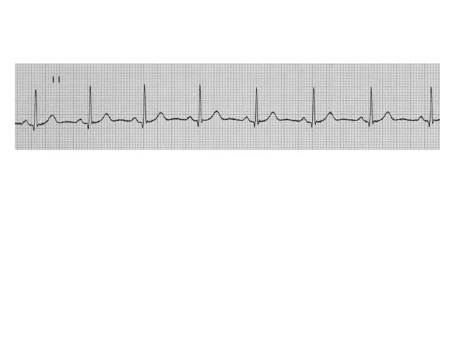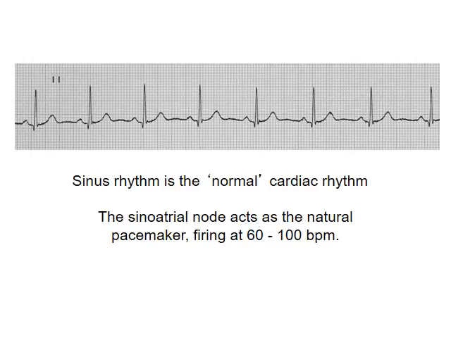We discussed a number of ways to calculate rate. Hopefully you checked first that this was a regular rhythm, which it is. I calculated the rate at 75 beats per minute. There are 4 large squares or 20 small squares between the R waves, so 300 divided by 4 is 75, as does 1500 divided by 20. This is an example of sinus rhythm. The sinoatrial node is firing at 60 to 100 beats per minute.